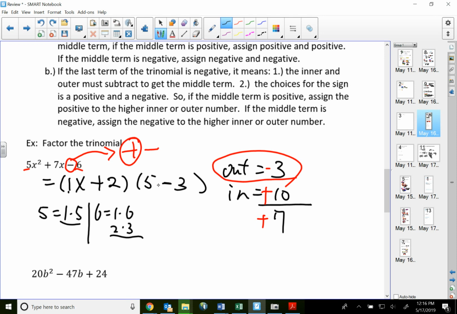Now I can put my x back in there, and I'm done with the problem. x plus 2 times 5x minus 3. Now, should you need to FOIL this out again to see if you come up with the same problem? Not necessarily, because you just did the FOIL method backwards to factor this. So once you're done, it's done.